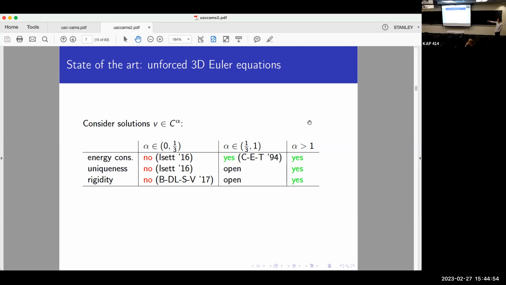However, between the 1/3 regularity and the C1 threshold, that's entirely open. For just the unforced Euler equations, we have no idea what happens between 1/3 and 1.